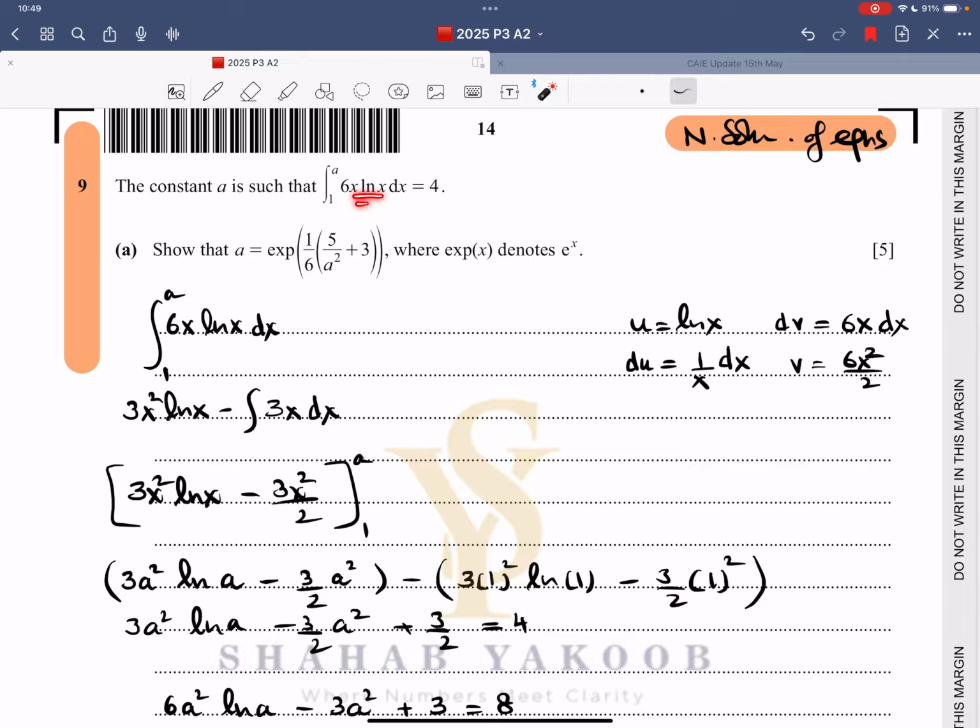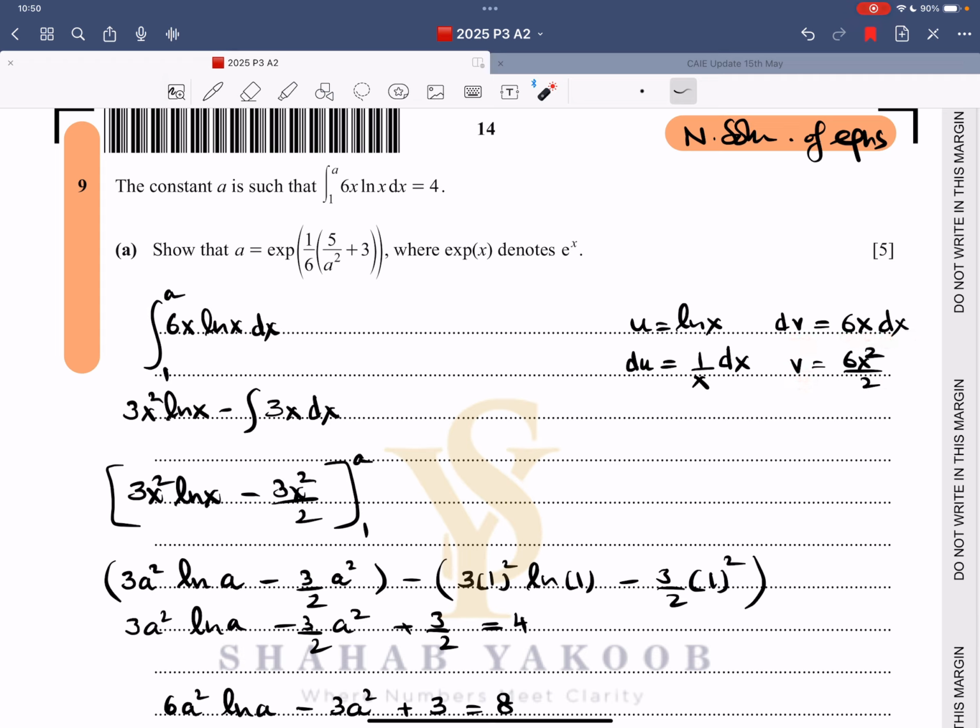First of all, they're asking integrate this thing. It's equal to 4 and the limits are 1 and a. Show that the upper limit a satisfies this equation where exp is another way of writing exponential. So now this is integration by parts. u is natural log, du is 1 over x dx. dv is 6x dx. Therefore, when we integrate, that is 6x square over 2.